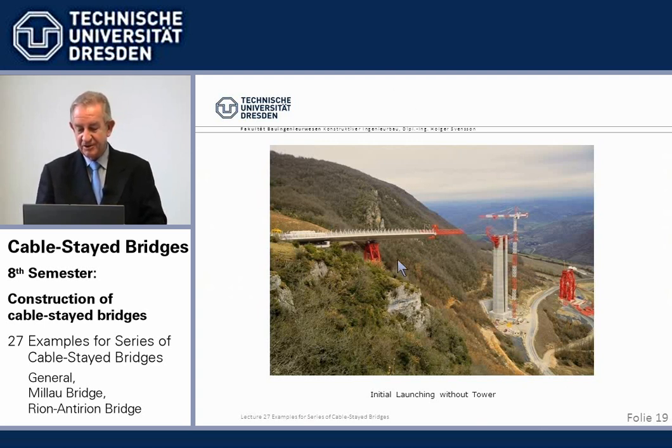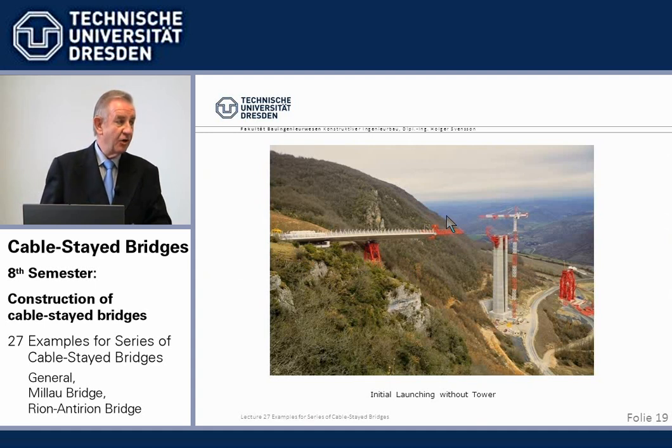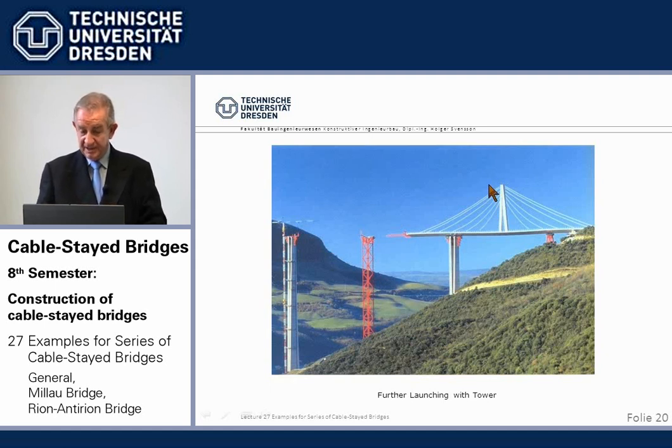Now, the launching starts with an auxiliary pier here. Of course, we have, as for all incremental launching, a launching nose, a light steel truss, which we put on top to reduce, again, the cantilever moments. And then comes the next unique characteristic, which, when I learned about it, left me quite stunned. They used the first tower as support for the tip.